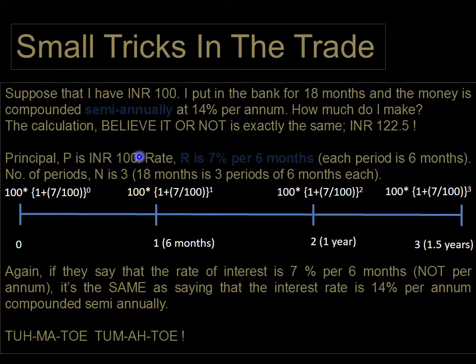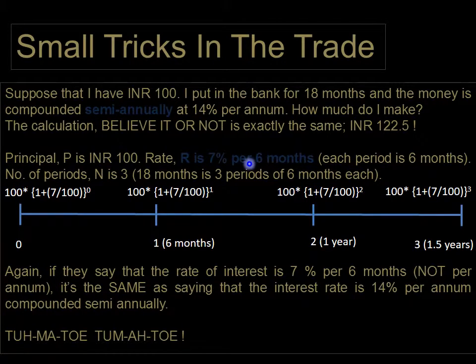The principal is the 100, which is the same as the previous one. Now the rate of the interest. Here's where the catch is. 14% compounded semi-annually just means that I get 7% every 6 months. If I get 14% for every 12 months, but it's compounded semi-annually, then every 6 months I get 7%. Now the unit of my period has become 6 months and not 1 year. Since the money is invested for 18 months, my period is 3. For 18 months is just 3 periods of 6 months each.